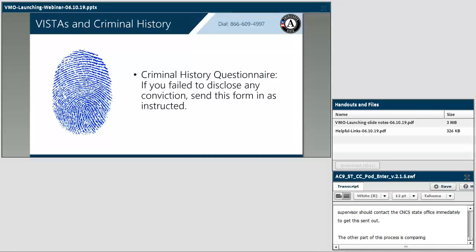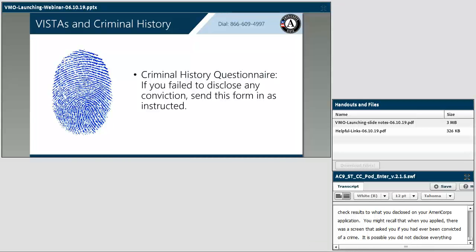Now, the other part of this process is comparing the background check results to what you disclosed on your AmeriCorps application. Now, you might recall that when you applied, there was a screen that asked you if you had ever been convicted of a crime.